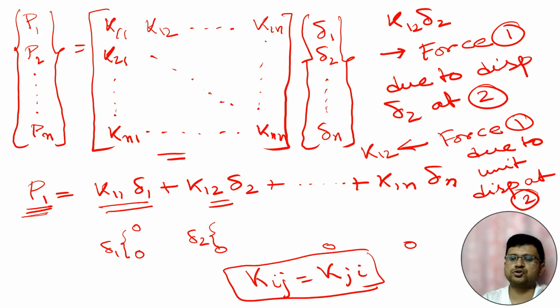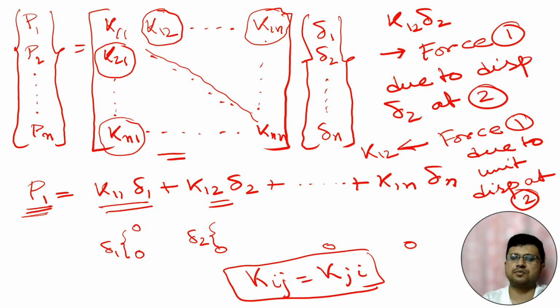Because force generated at node i due to unit displacement at node j will be equal to force generated at node j due to unit displacement at node i. So again, like the previous case of the flexibility matrix, these elements will be the same. K12 will be equal to K21, K1n will be equal to Kn1, and all the terms, if we hold a mirror in this position, all the terms on this side of the mirror will be the same as this term. This term will be the same.